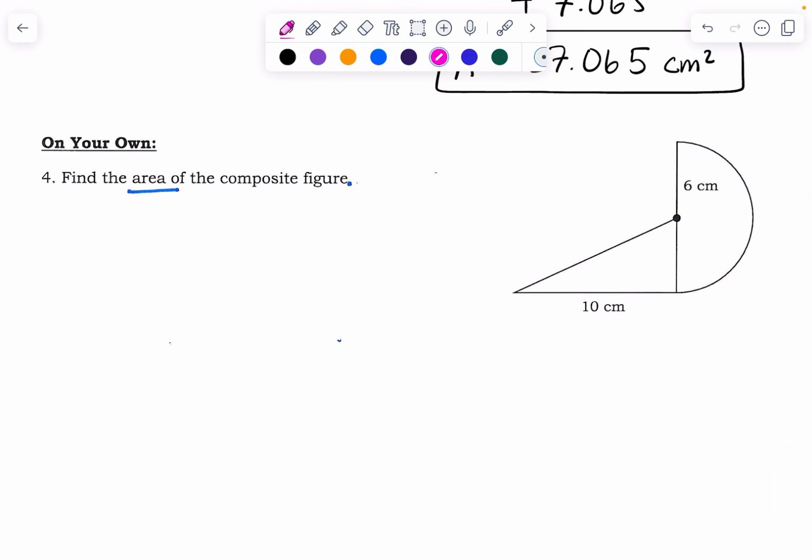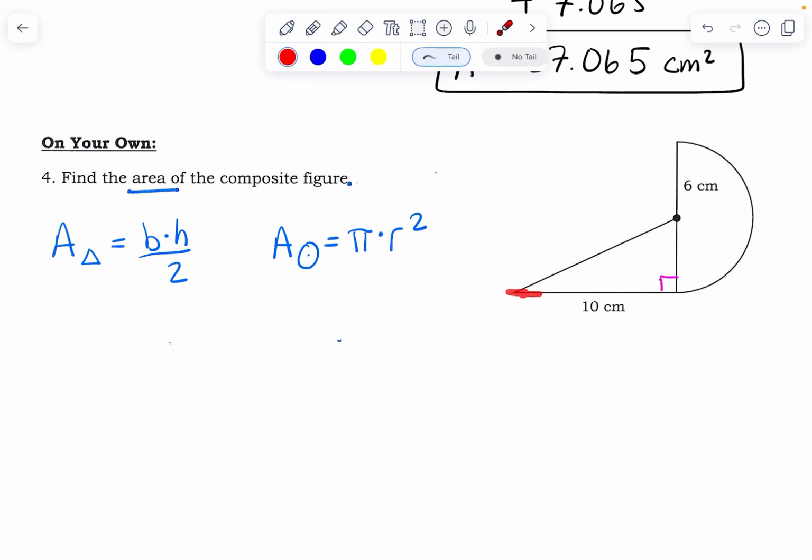So, once again, we have half of a circle and we have a triangle. So let's write this down. We have area of a triangle is equal to base times height divided by 2, and area of a circle, which is pi times r squared. Okay, so I know the base of the triangle is 10. I need to know what this is.